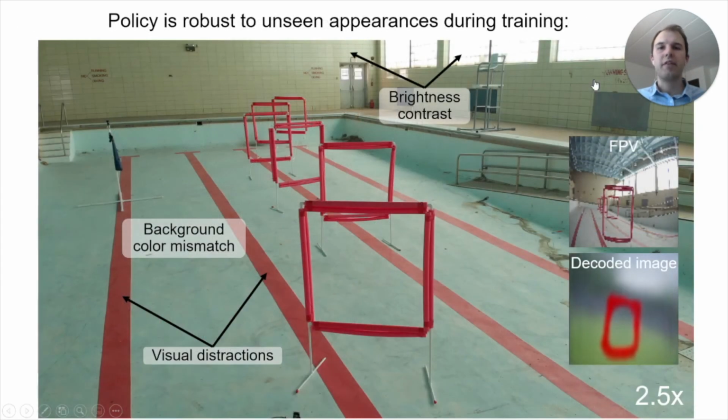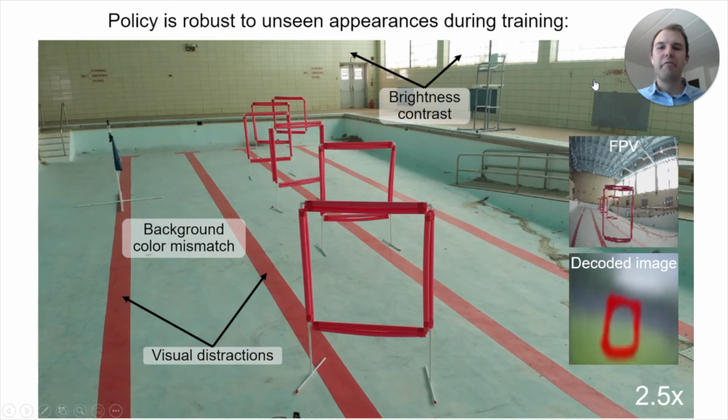In the paper, we also provide experiments where we deploy the policies in quite challenging environments that have appearances that do not resemble at all the appearances of the environments that were used for training in simulation. So you can see this case where we have the drone being deployed on this abandoned swimming pool. There's a big background color mismatch because the bottom of the pool is blue, which is not green like the soccer field that we used for training.